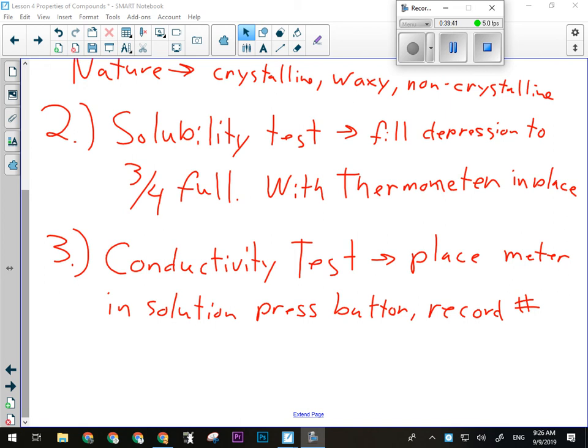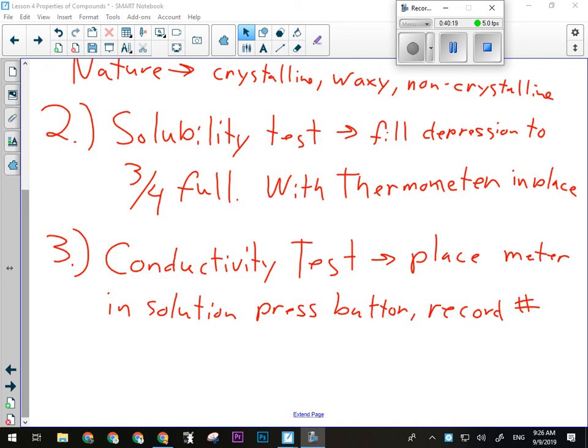The nature is obviously that it is crystalline. So if I'm doing the solubility test, I'm going to have the thermometer in the sample to start with, giving me an initial temperature reading. These will all be the same temperature because they'll have been sitting in the lab, so they'll be the same temperature as everything else. Then I'm just going to slowly add it, squeeze it gently, until it's about 3/4 of the way full. If you're going to stir, just stir very gently, because these are not really designed for stirring.